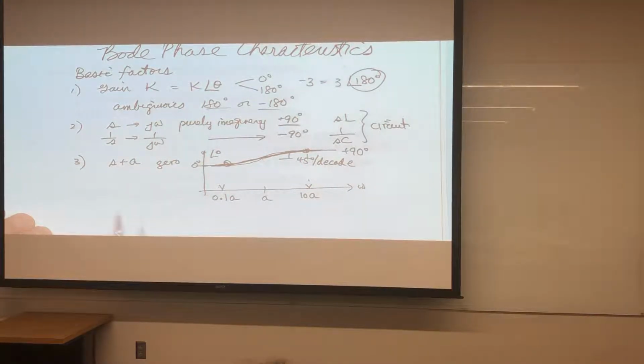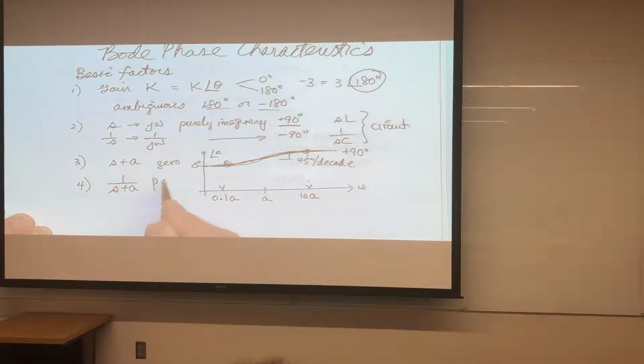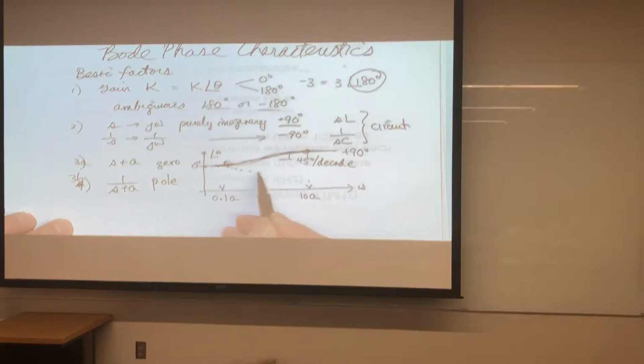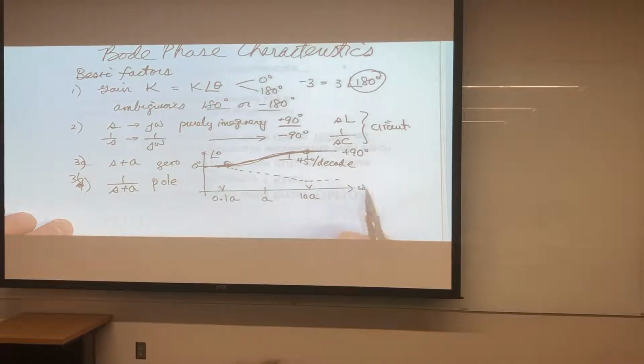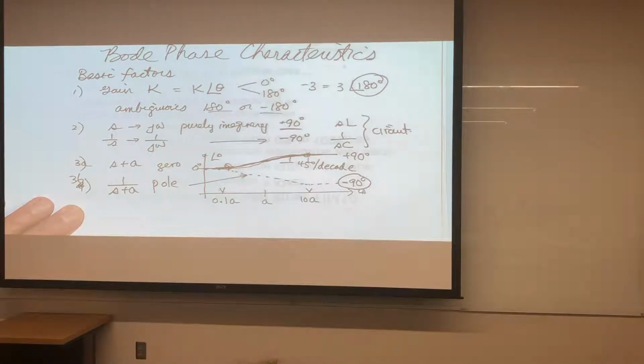Let me squeeze on in here the same plot, 1 over s plus A. This is a pole. Maybe I should call this 3B. This is 3A and this is 3B. The pole is going to be just the opposite of a 0. It's going to have the same corners at 0.1A and 10A, but the phase I'm going to sketch in with a dotted line will do this, and it will end up at minus 90 degrees. That's the pole. The actual curve will be something like this.